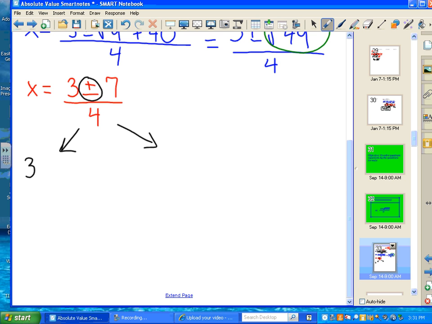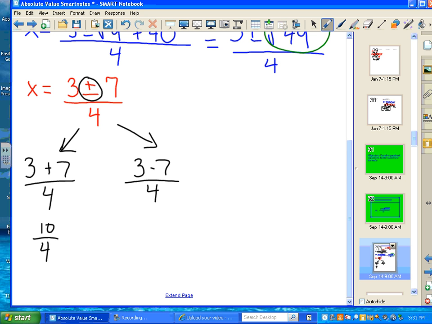So we need to take 3 plus 7, which is 10, over 4. 3 minus 7, which is negative 4, over 4. And then reduce them as much as you can. 10 over 4 is 5 over 2. And negative 4 divided by 4 is negative 1.